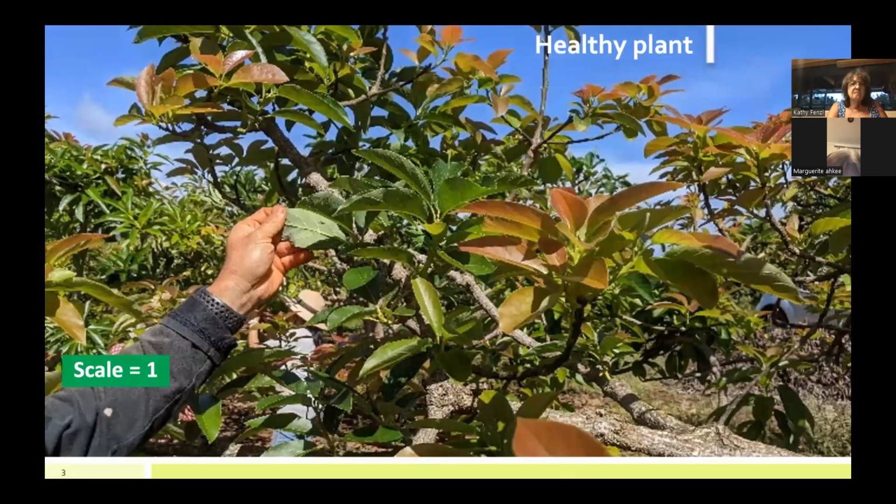So for our project, we have to come up with a rating scale, or a way to quantify the damage of the tree. So I'm just presenting our rating scale. 1 would be an equivalent healthy tree, so that'll have no damage, no infestation. All the leaves are unaffected.